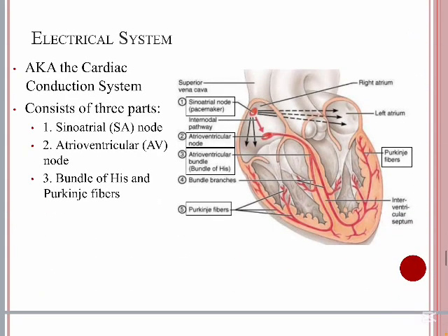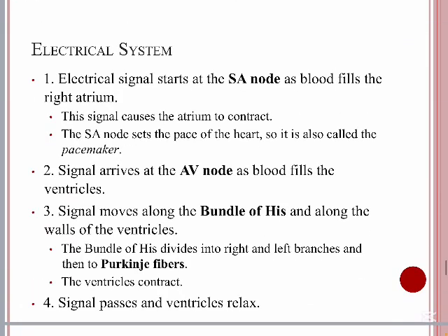The electrical system, also known as the cardiac conduction system, consists of 3 parts: the sinoatrial (SA) node, the atrioventricular node, the bundle of His, and Purkinje fibers. Number 1, electrical signals start at the SA node as blood fills the right atrium. The signal causes the atrium to contract. The SA node sets the pace of the heart, so it is called the pacemaker.